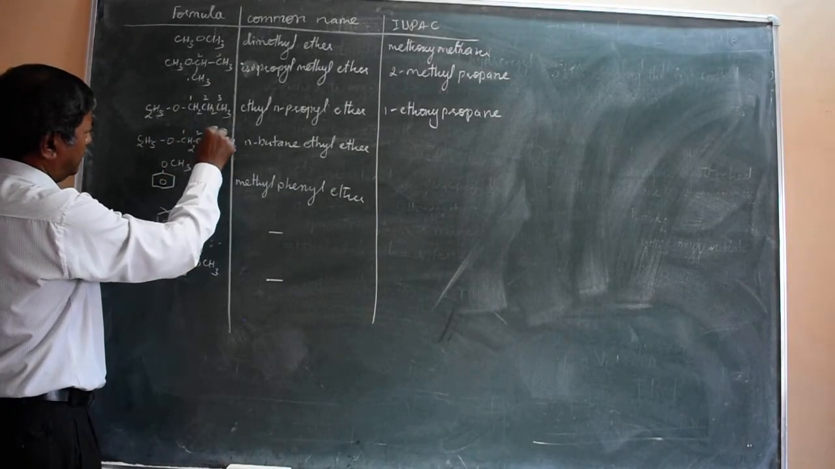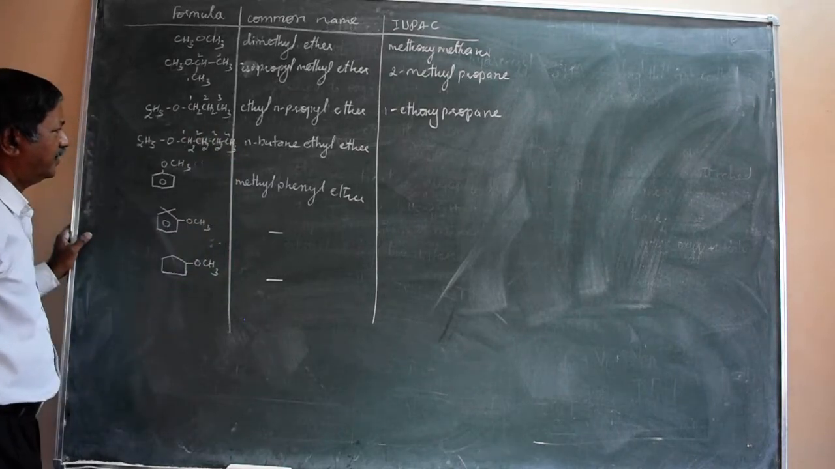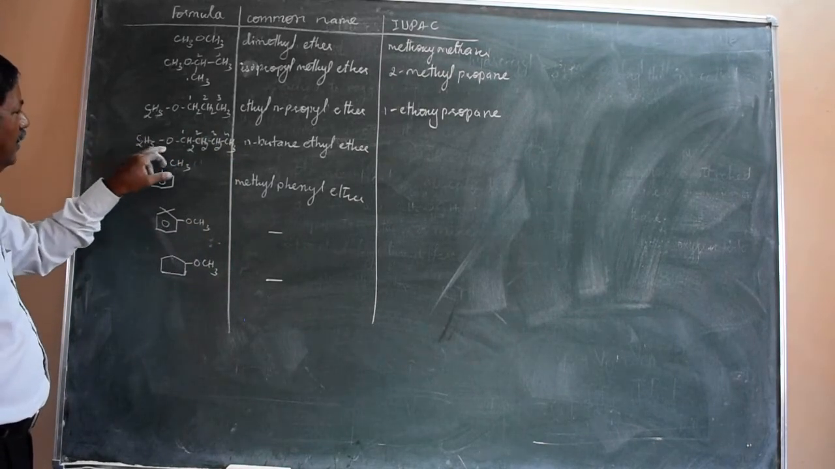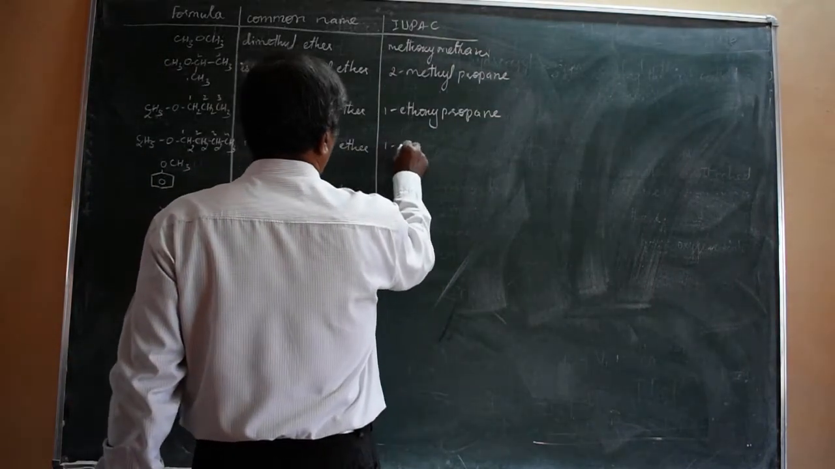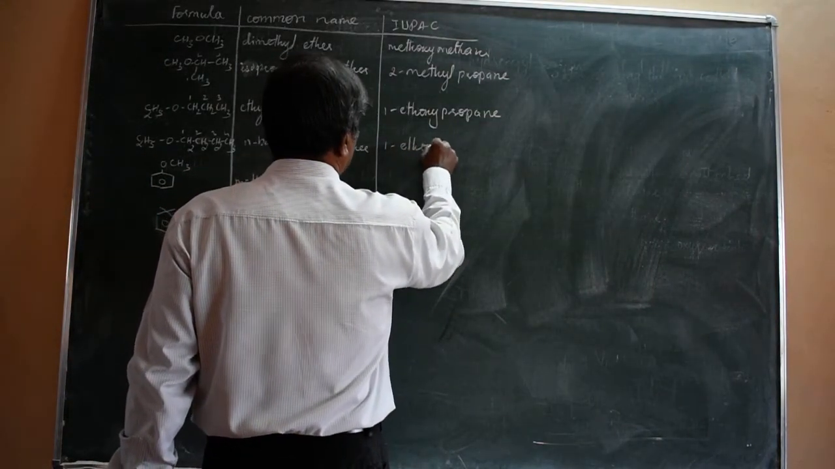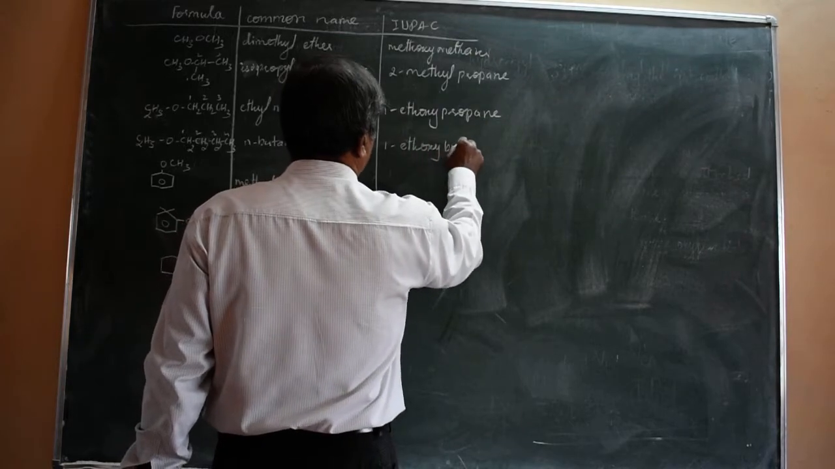Well, what about this one? 1, 2, 3, 4. You can name this one. It is 1-ethoxybutane.